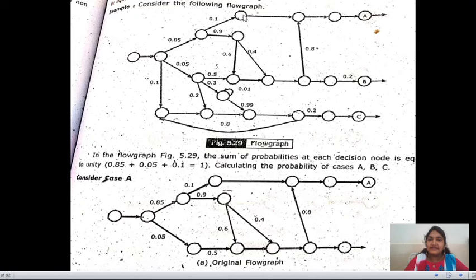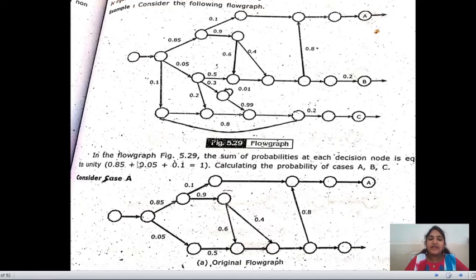Considering the example flow graph, there are three cases: A, B and C. This is the starting node and this is the ending node. From the starting node the path expression starts and ends at this node, and again from the starting node a path expression starts and ends at the B node. And from the starting node another path expression goes this way and ends at the C node. So this flow graph defines three cases: A case, B case, C case. We have to consider those cases.